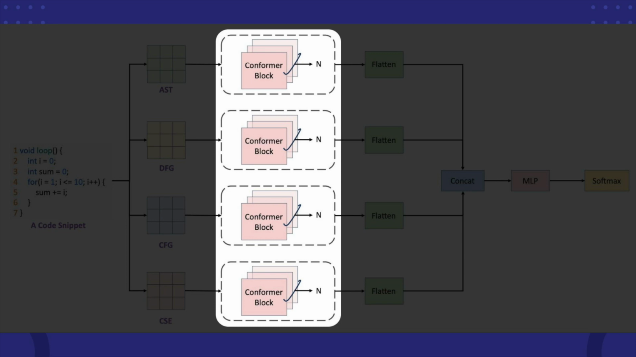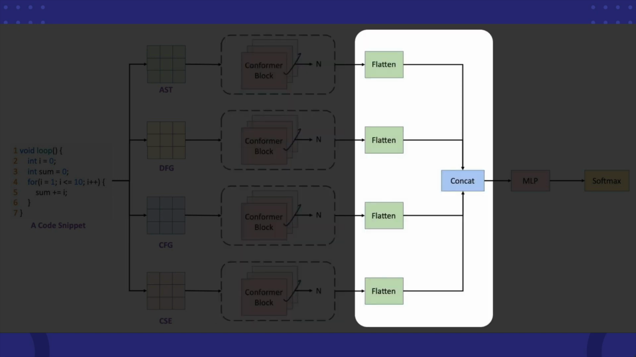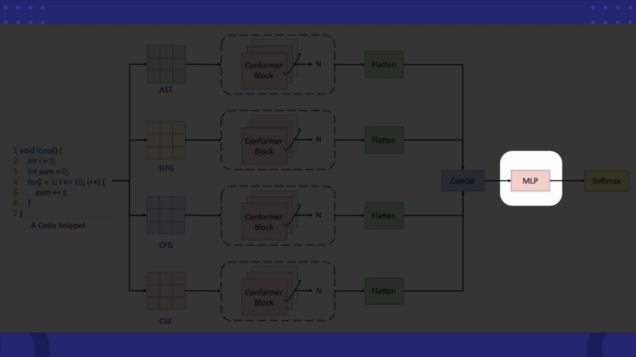Each graph representation is then independently processed through a series of conformer blocks. These blocks are designed to capture and integrate both local and global contextual information within the code. We're going to get back to this to dive deeper into what's inside a conformer block. The output of each conformer block is flattened, turning the structured data into a format suitable for further processing. The flattened outputs are concatenated to create a single, unified feature vector that combines information from structural and semantic representations of the code. This unified feature vector is then passed through a multi-layer perceptron.